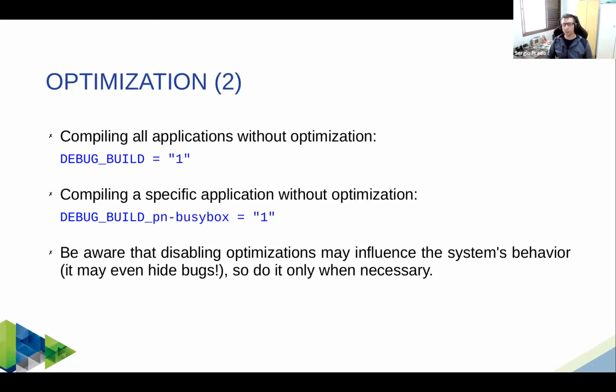So usually it's better, if you are debugging an application, to use an override and set the DEBUG_BUILD variable only for a specific package, the recipe that you're building. You don't need to disable it for everything. So in this example, I'm going to rebuild BusyBox with optimizations disabled.